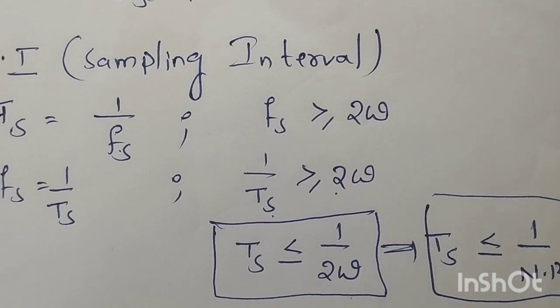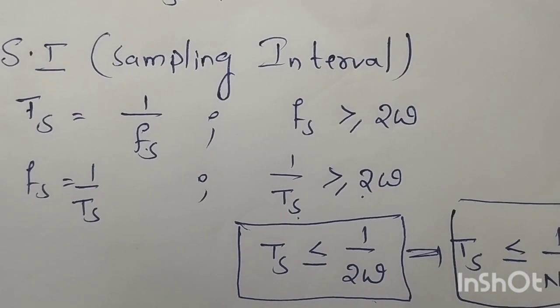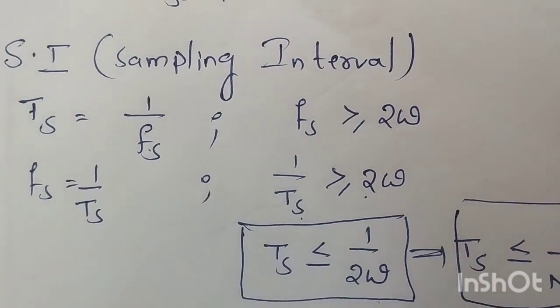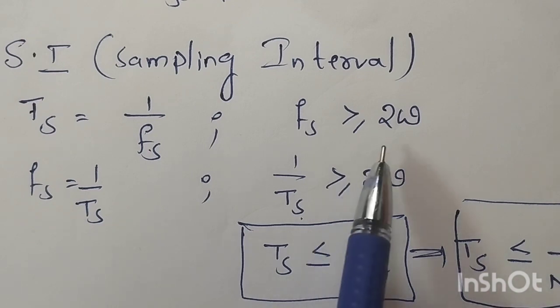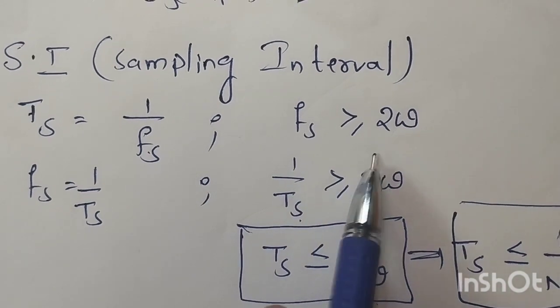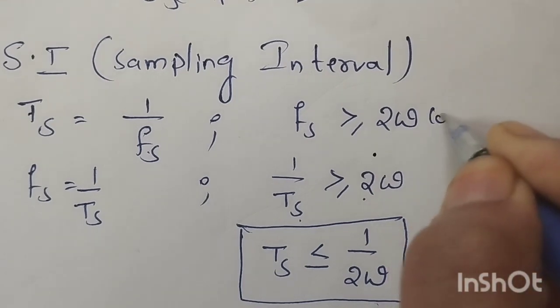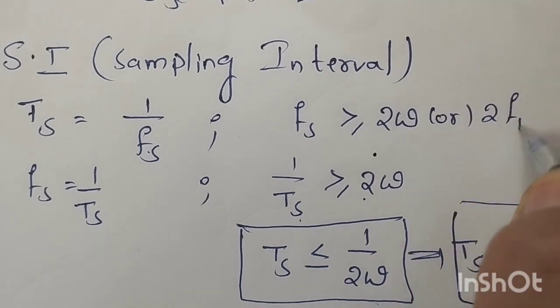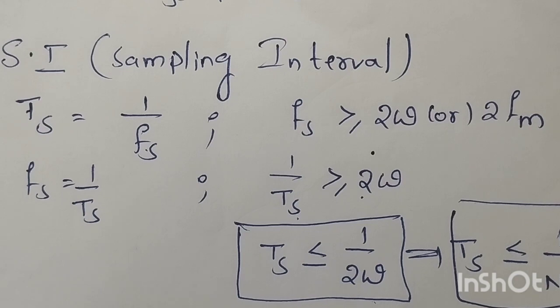So here a continuous time signal can be completely represented in its samples. One more definition has been mentioned here. A continuous time signal can be completely represented in its samples and recovered back, a perfect reconstruction, if the sampling frequency is greater than or equal to 2 fm or 2 omega. In some textbooks it is 2 fm also. If the maximum frequency component is represented using fm, we write it as 2 fm.